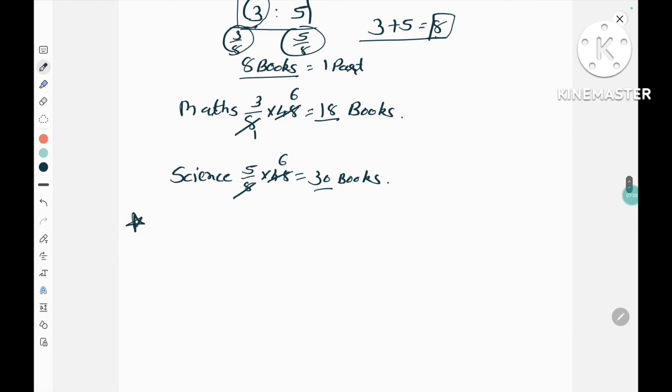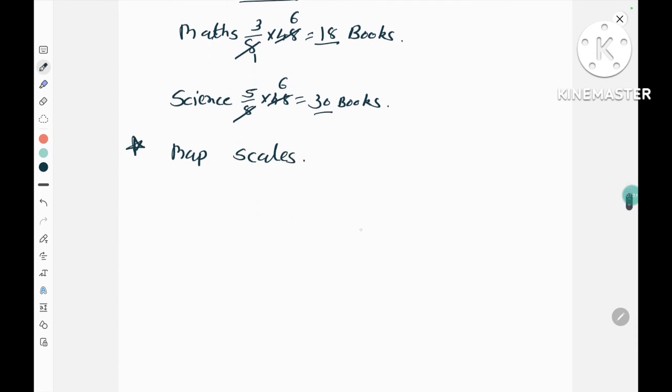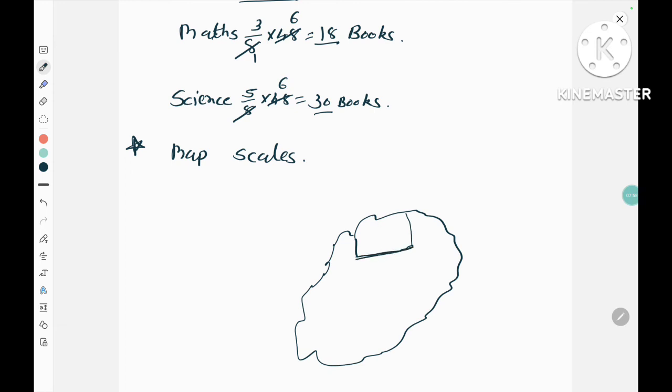Okay, now the next topic, map scale. Map scales. Okay, what do map scales mean? Let's see here a map. If I draw a map of my garden on the book, in my garden I have this small part for the flower bed. This flower bed's length here on the map is 2 centimeters. And what is this map scale?